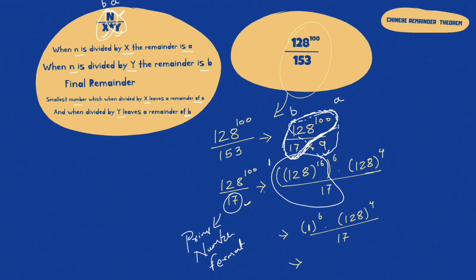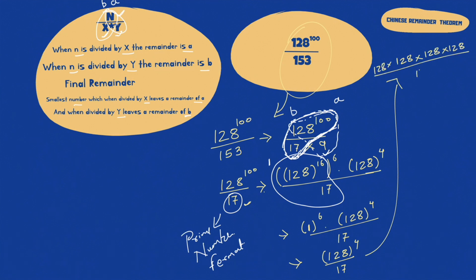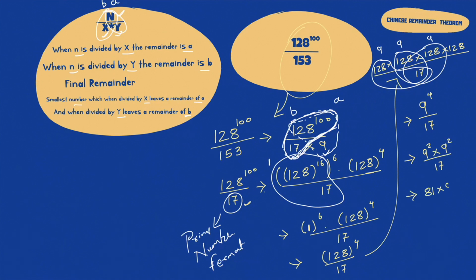Now I need to solve 128 raised to 4 divided by 17. What is the remainder for this? I can solve this by splitting it up: 128 into 128 into 128 into 128, divided by 17. The remainder for 128 divided by 17 is nothing but 9. So I get 9 four times, and the same problem can be written as 9 raised to 4 divided by 17. To simplify further, I'll write this as 9 square into 9 square divided by 17. 9 square is 81, so 81 into 81 divided by 17.